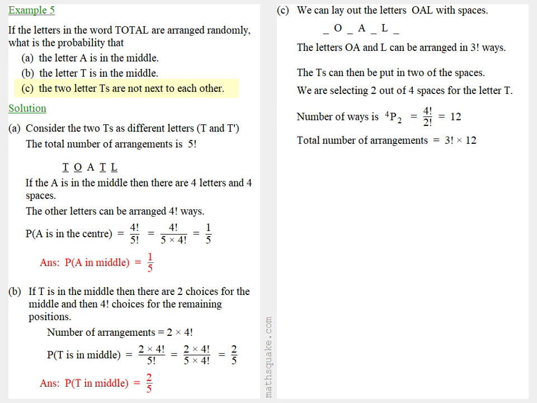So the total number of arrangements is 3 factorial times 12. So the probability that there are no T's together is 3 factorial times 12 over 5 factorial, which is 12 over 5 times 4, which is 3/5. So the probability that there are no T's together is 3/5.